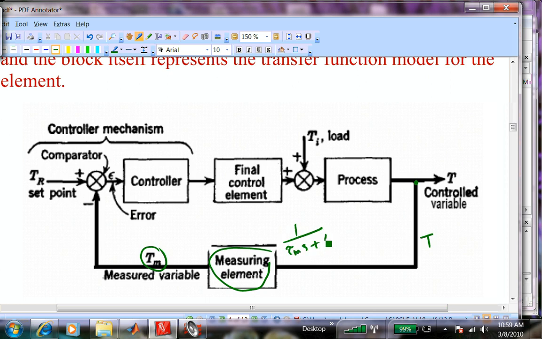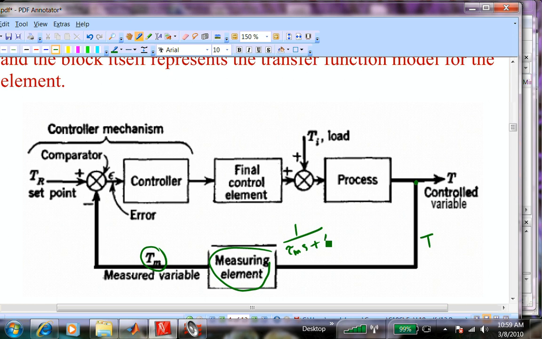Tau m is a time constant for the measuring element, and it can be very, very small. Now if it is 0, what happens? If tau m is 0, then T is equal to Tm. So the moment the process temperature changes, the output from the measuring element instantaneously changes, so it follows it accurately. But if tau m is a microsecond, then there is a delay in the microsecond. And I'll illustrate that through a numerical example later on.